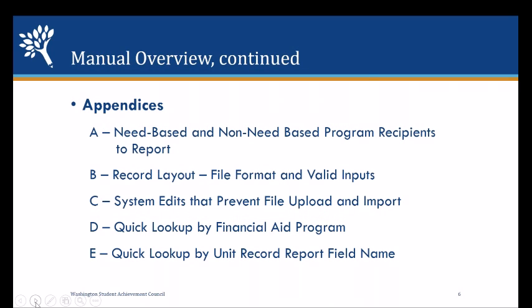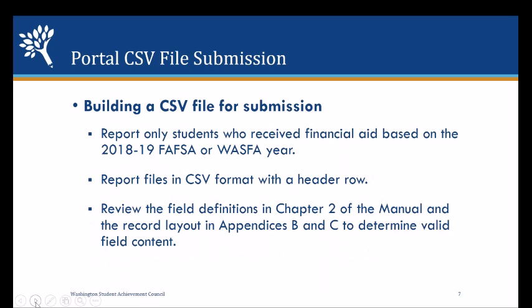In the appendices, you've got A through E, and A defines which need-based and non-need-based programs and which recipients need to be reported. Record layout is in B, and C covers system edits that prevent your file upload and import, which is going to be important if you're having issues. D is the quick lookup by financial aid programs, and then E is the quick lookup by unit record report file name. This is where your details are laid out.